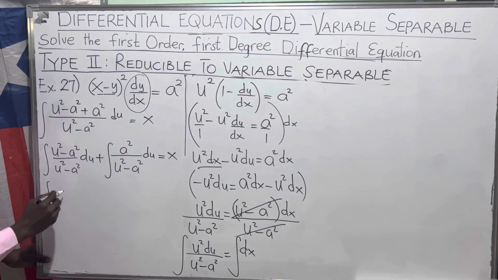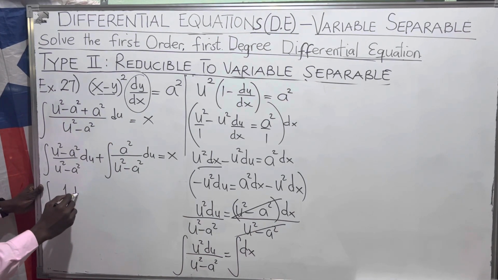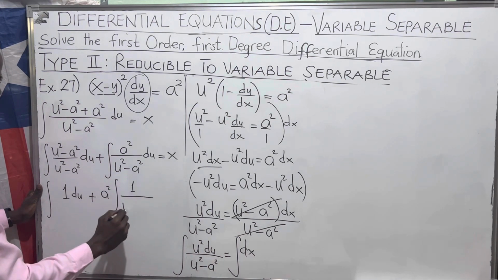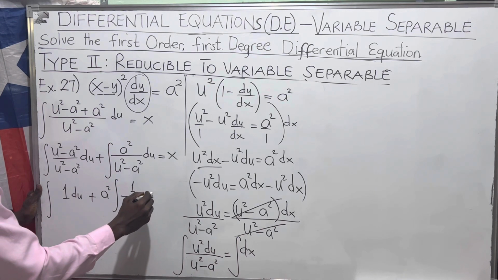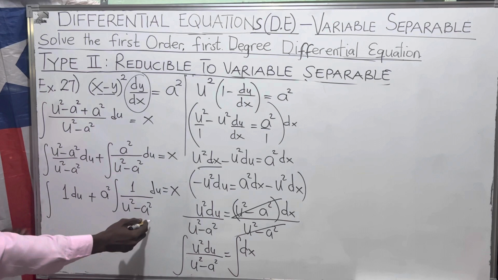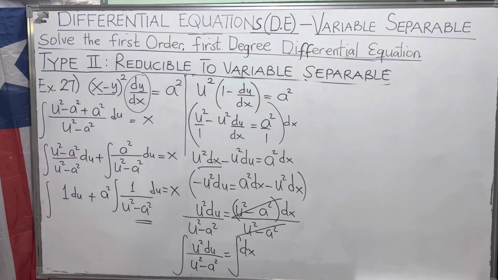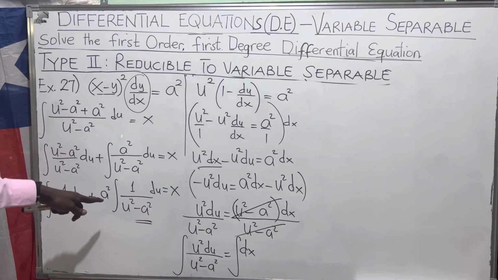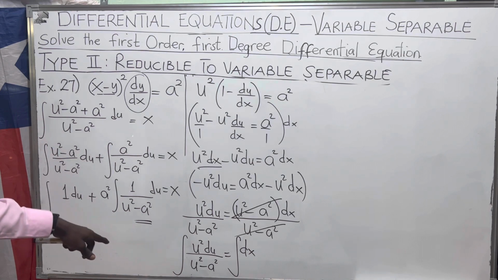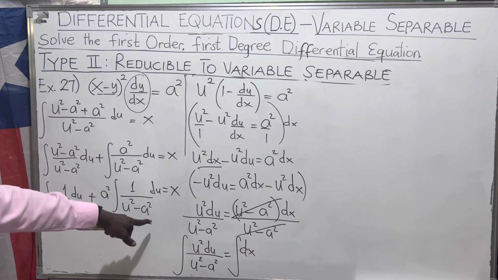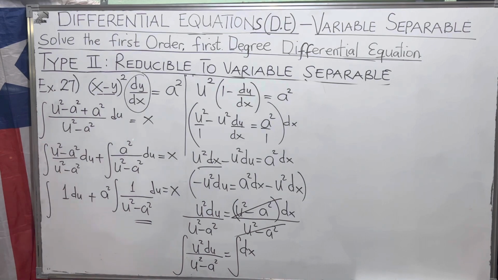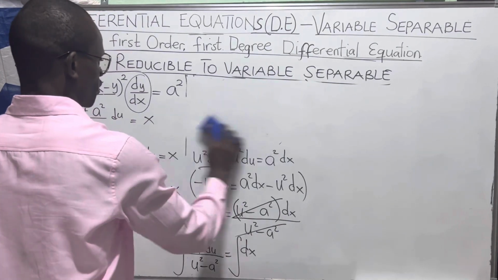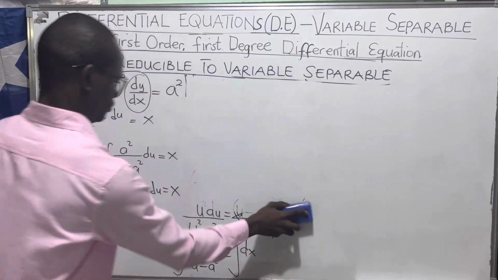So this will just be equal to the integral of 1 du plus, now a squared can come outside, 1 all over u squared minus a squared du, all equals to x. So we can bring in the property for that expression. We know that that is like 1 over 2a ln of u minus a divided by u plus a. So we can just bring in the ln, because that's a property. We just bring in the property for it.